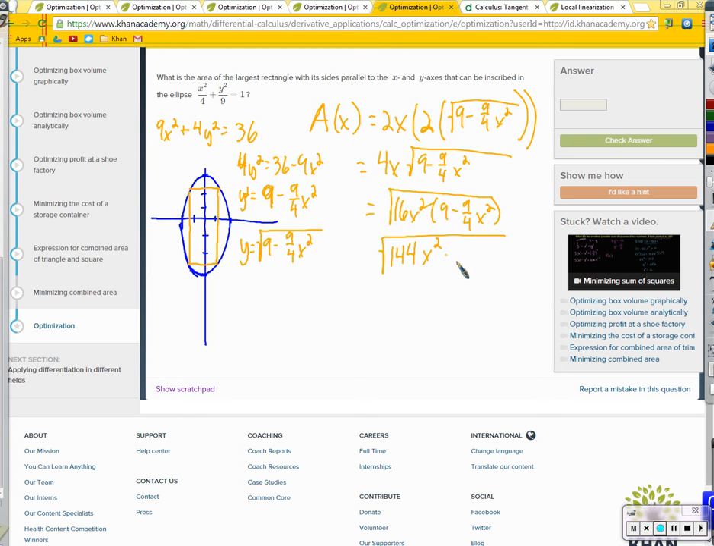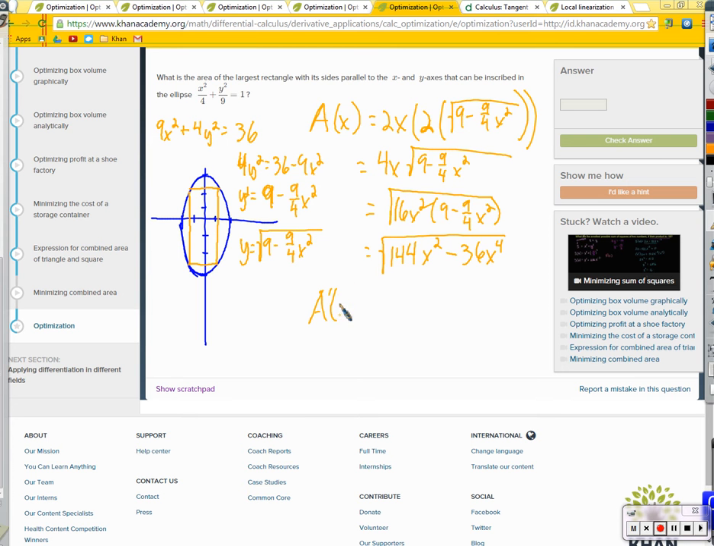Real quick, 144 x squared minus, this works out nicely because 16 is divisible by 4, we get 4, so 36 x to the 4th. That might be a little nicer to take the derivative of, because I only have to worry about this chain. Right? I don't have a problem. But however you do it, it's fine.